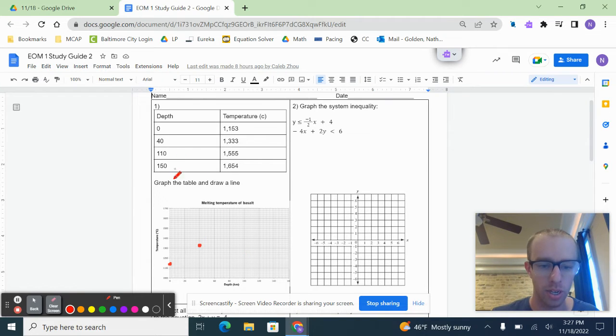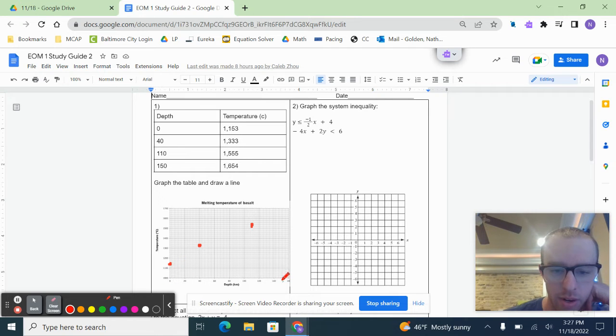Next, the depth is 110. Well, I don't see the number 110, but I know 110 is about halfway between 100 and 120. So I go to 110, I go up to 1,555. So that's about halfway between 1,500 and 1,600. Put a point there.